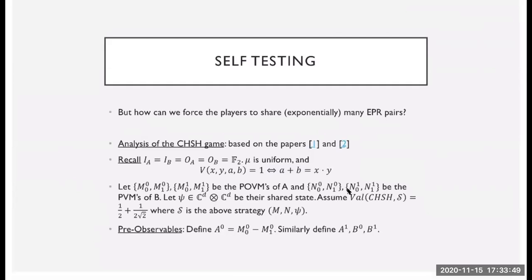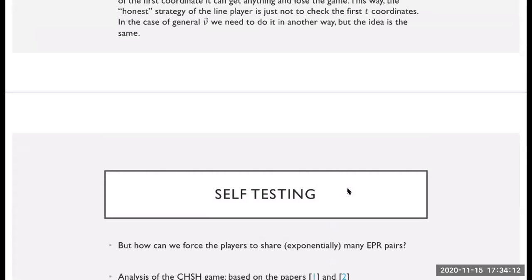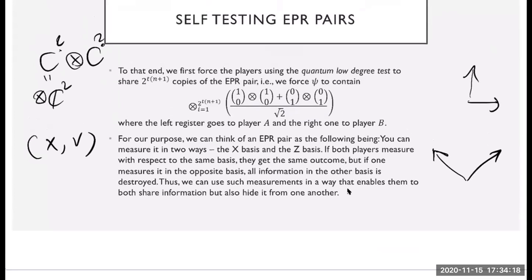Okay, but I just stated that first of all, I need to force them to share many EPR pairs, these |10⟩⊗|10⟩ plus |01⟩⊗|01⟩. I somehow need to ensure that using only polynomial sized questions, right? I need to ask them polynomial sized questions, but they need to share exponentially many qubits. So let's look at it again. Using polynomial sized questions, I need to ensure that they share exponentially many qubits.